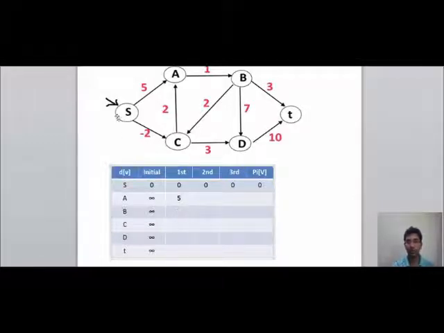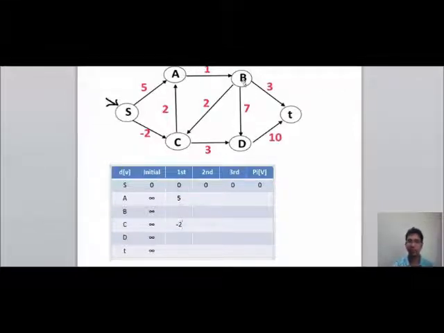S is connected to C also, so the value of C is infinite and S is 0, and the weight of the edge is -2. So by our algorithm, infinite is greater than the distance of S plus the weight of the edge, which is -2. So we need to update the value of C as -2.